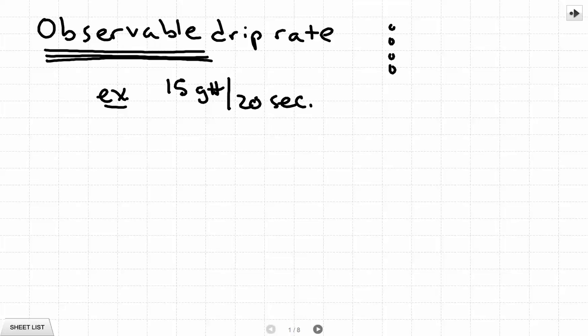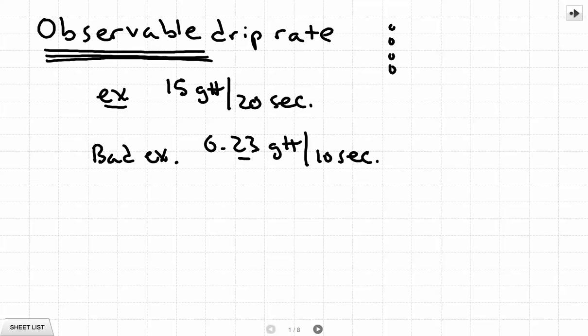An example of a drip rate that is not observable, so we'll say a bad example, would be something like 6.23 drops in 10 seconds. So clearly, you cannot observe 23/100ths of a drop. We'll do a little sad face. So you want to come up with a drip rate which is, as we said before, observable.